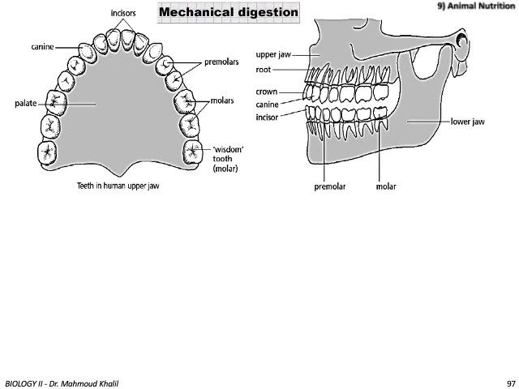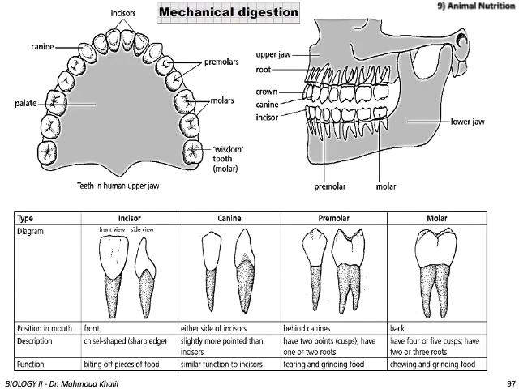Mechanical digestion. As you can see, if we're talking about mechanical digestion, we'll start by talking about the teeth and the structure of the teeth. You can see the jaw, how it looks. There are incisors, canines, premolars, and molars. And at the back of each lower and upper jaw, there are the wisdom teeth, which are actually molars. And there is an upper jaw and lower jaw, and each tooth has a crown.